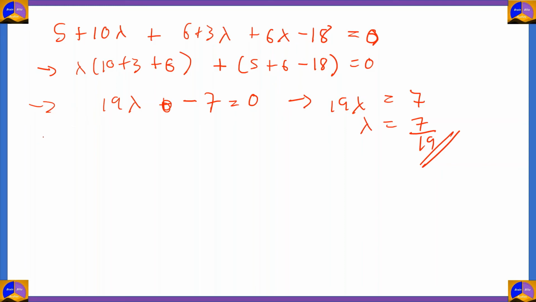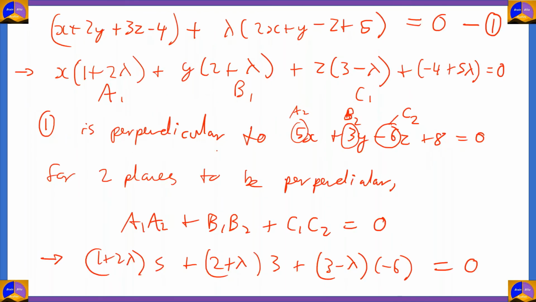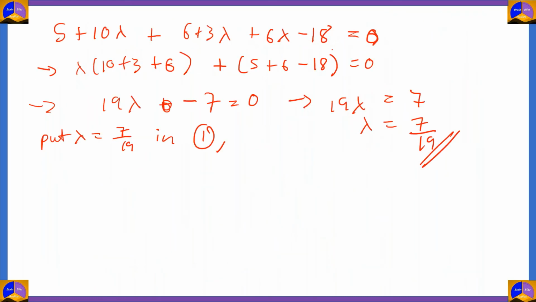So now we put lambda equal to 7 by 19 in our equation 1. So remind you, the equation 1 is this. So we should put the lambda value right here and not in the below equation. It would just complicate stuff. So put it in equation 1. Should we write equation 1?